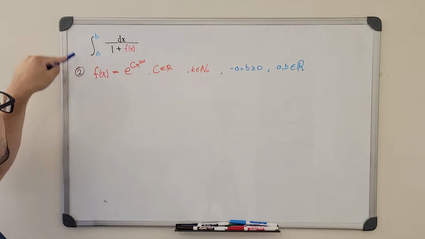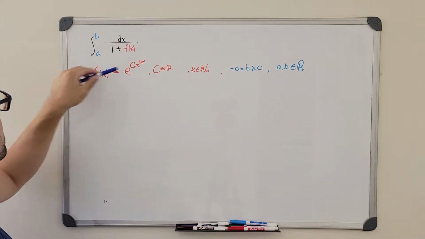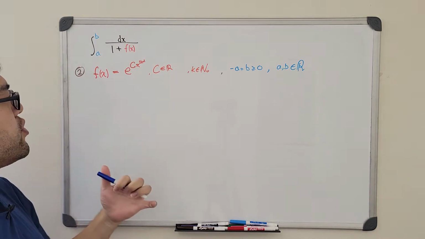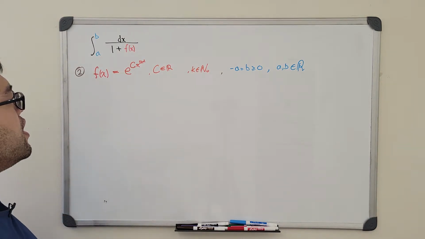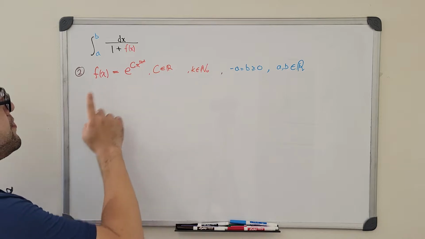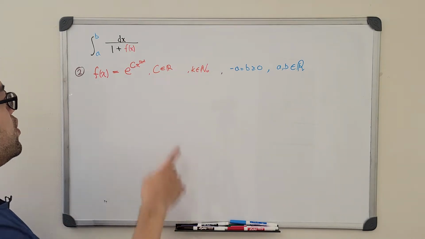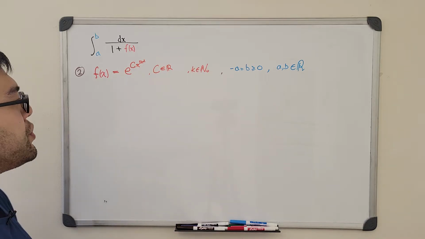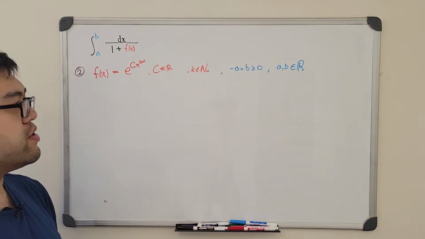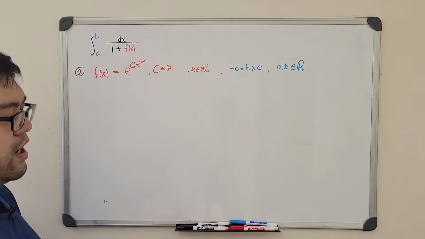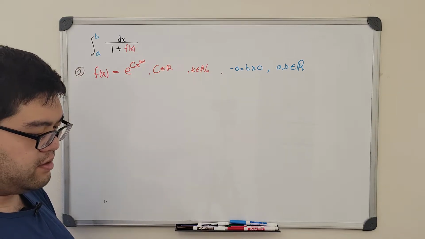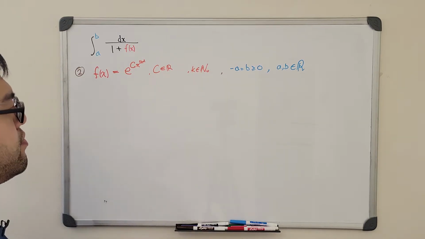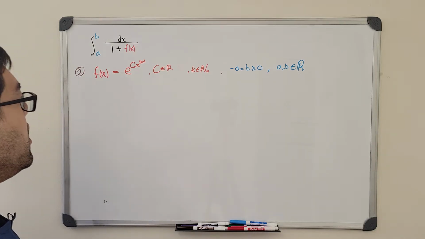So with the setup that we are starting off with, this time we're going to look at the function f of x that is equal to e to the quantity c x to the 2k plus 1 power, where c is any real number and k is any non-negative integer, meaning that it includes 0.